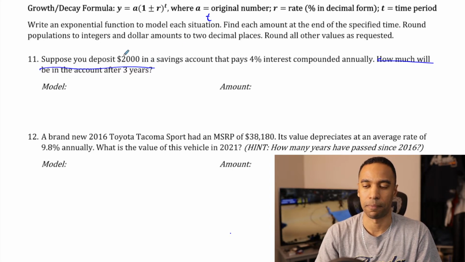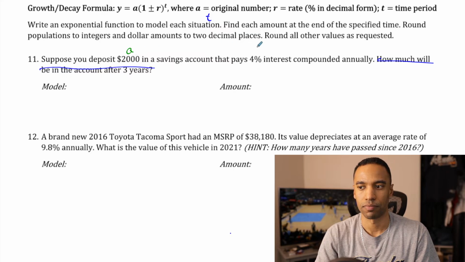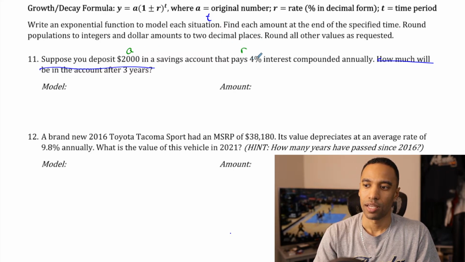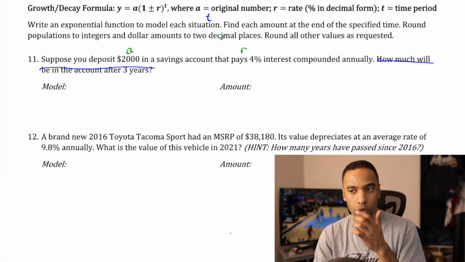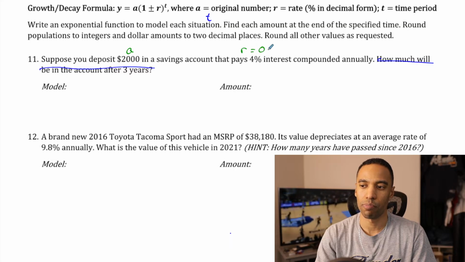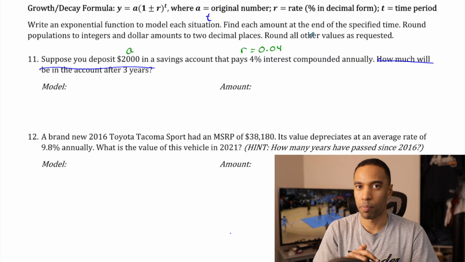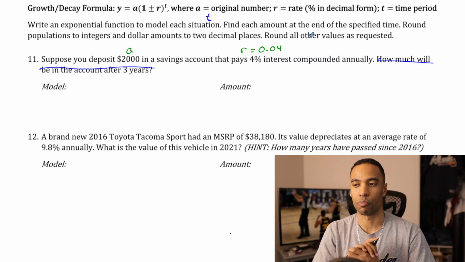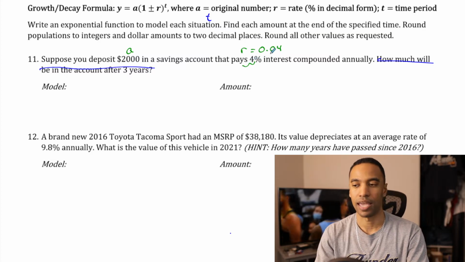Here's how we're going to break this down. Your A value is your initial investment, $2,000. Your R is in reference to this percentage right here. Now we need the decimal equivalent of 4%, which is 0.04. That's 4 divided by 100. 4% is 4 out of 100, which is 0.04. You can take a decimal and shift it 2 places over, and that's what you would be getting.